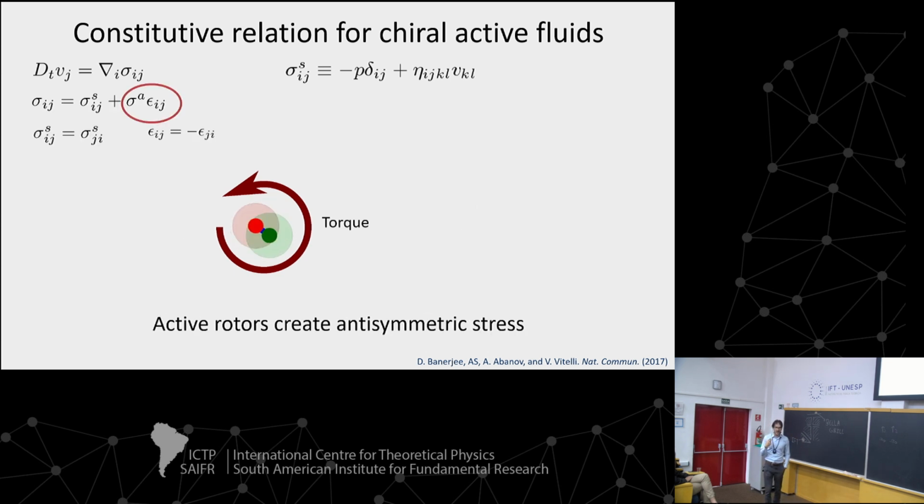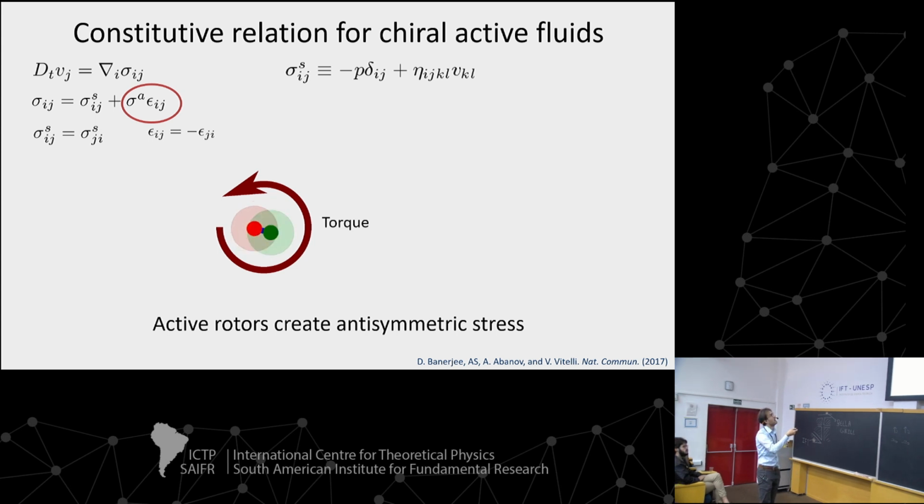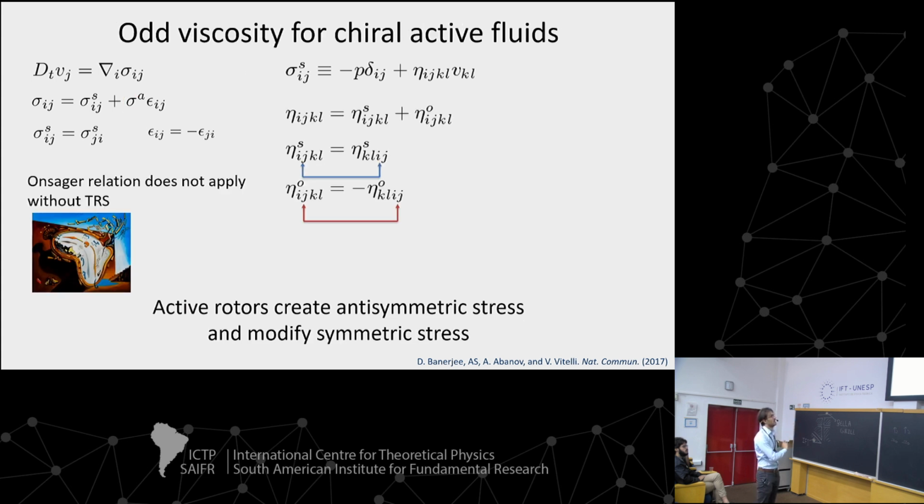Well, one thing that can happen due to the torque is that you have an anti-symmetric component of the stress tensor here. But that's not where the odd viscosity lives, right? That's in a different part of the stress tensor. Instead, you can look at still the symmetric component of the stress tensor, but ask what happens to the proportionality between the strain rate and the stress.